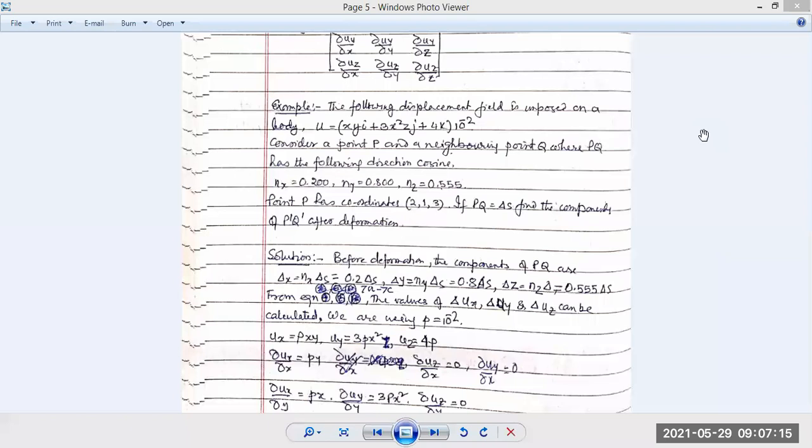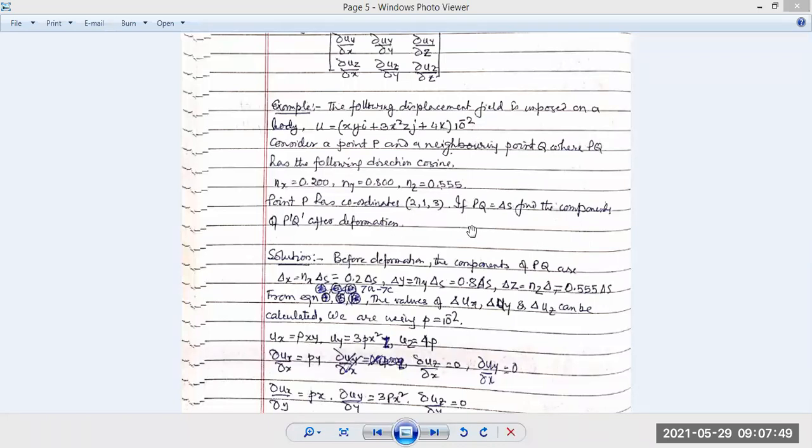There is another example here. This displacement vector, which is called the displacement field, is common to this particular body and applicable to all points whose coordinates are known under this Cartesian coordinate system. It is given by u equals (x y i, 3x square z j, 3x square z j plus 4k) multiplied by 10 to the power minus 2, or 1 by 100.